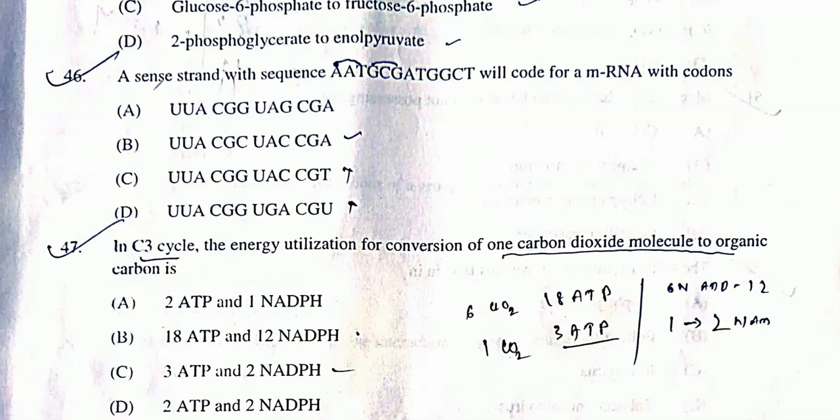Question number 46. A sense strand with the sequence AATGCGATGGCT will code for mRNA with which codons? We need to derive its antisense strand, and from the antisense strand we can derive the mRNA. Here none of the options is correct. It's a wrong question, so definitely you will get grace marks here.